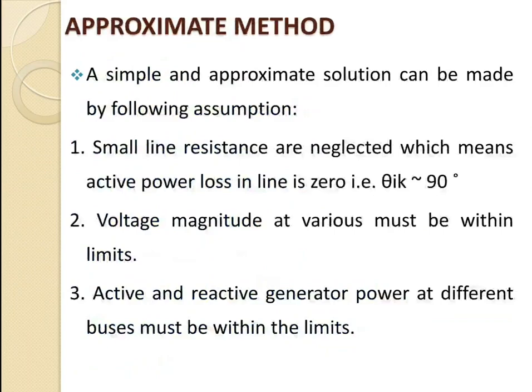So today I will start the lecture on the approximate method, where a simple or approximate solution is possible. In the approximate method we have to make the following assumptions. First, small line resistances are neglected, which means active power loss in the line is 0, that is theta ik equal to 90 degrees, which has to be assumed in the equations of active power and reactive power.